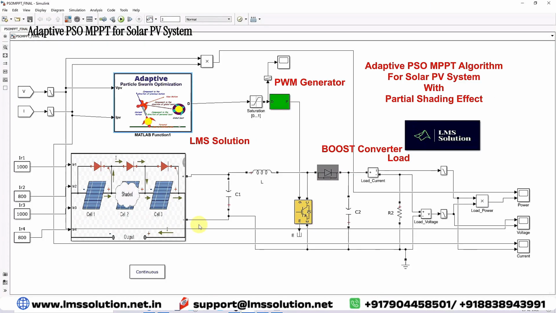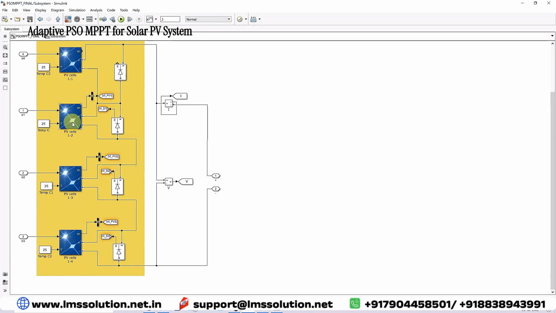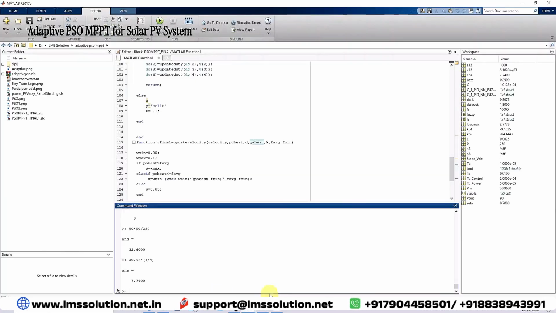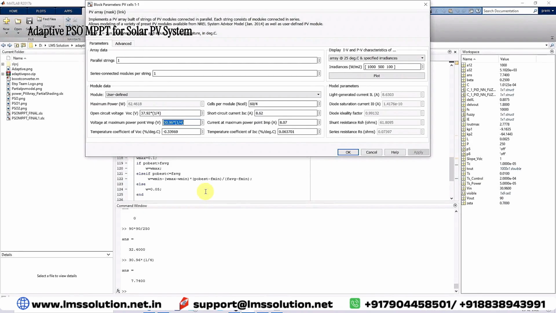This is the model we developed for testing the adaptive particle swarm optimization MPPT for a solar PV system. This PV panel consists of 4 cells, PV cell 1, 2, 3, 4, and each cell has a maximum power of 62 watts. The voltage at maximum power point is around 7.74 volts, and the current at maximum power point is 8.07. Here you can see 7.74.